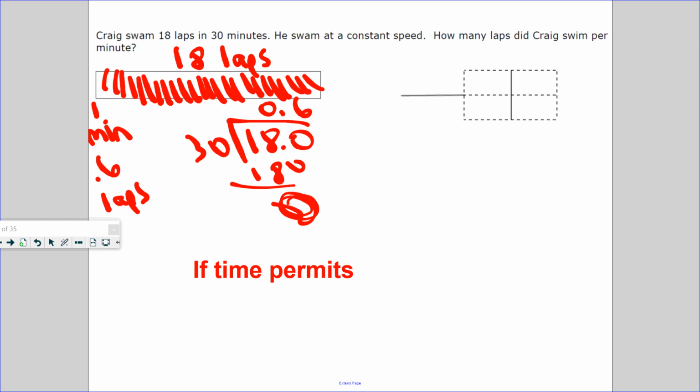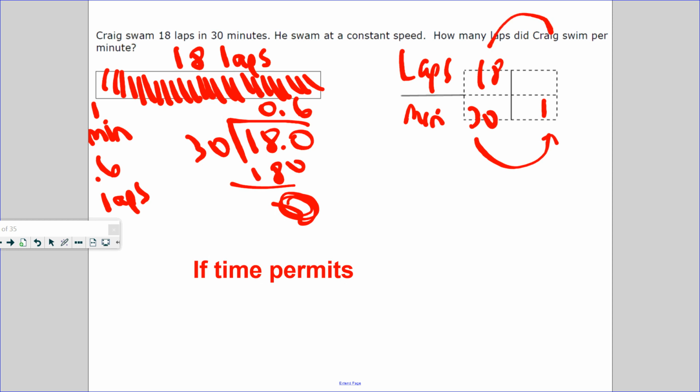What if I do not like a bar diagram? Maybe I can do it with a table. This is about laps, minutes. 18 laps, 30 minutes. How do you break down 30 minutes? What's the relationship between 30 minutes to 1 minute? Divide by 30, divide by 30. 18 divided by 30, which you just did, is 6/10 laps.